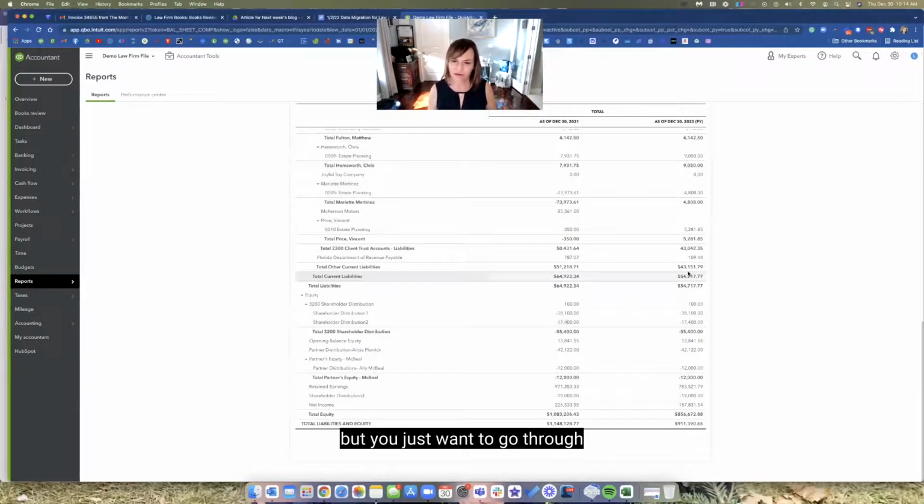But you just want to go through and look at maybe distributions. Is this hierarchy correct? Why is there money in the opening balance equity account? It shouldn't be there. There should be no money there. So you want to find out what that is. You can see Ally McBeal took some partnership distributions if this is an LLC, but then there's also a shareholder distribution. What is that money? There shouldn't be partnership and shareholders. It's either one or the other.